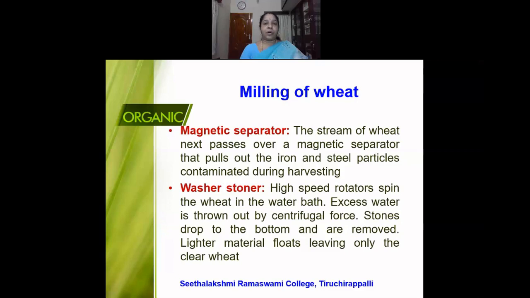Wheat is taken, water is added, and the water bath rotates. During this process, the heavier particles go to the bottom, the lighter particles come to the top. Both the heavier particles as well as the lighter particles are removed. Okay, so the stones can be removed in this process.